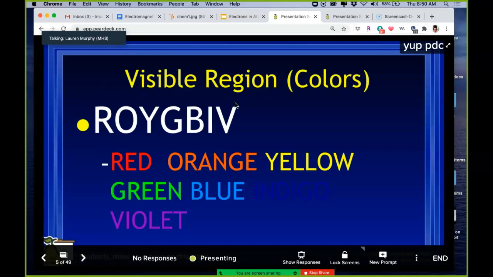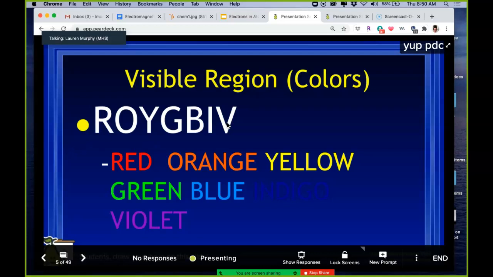So Roy G. Biv is an acronym to remember all the colors of the rainbow. So red, orange, yellow, green, blue. I stands for indigo, and then V is violet. Please don't call it purple. I know it looks purple, but we call it violet. These are the technical colors of the rainbow.